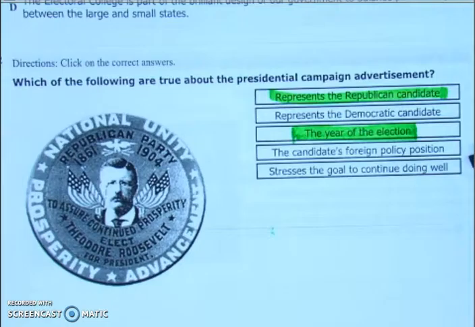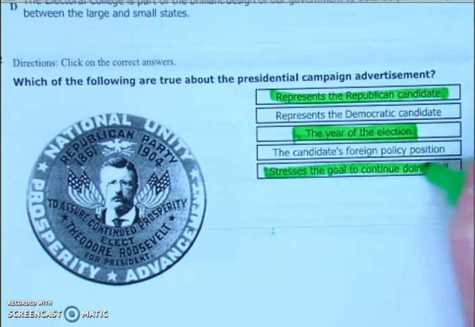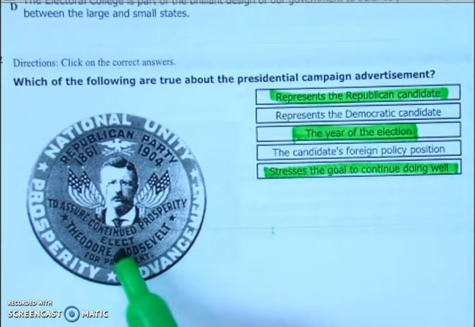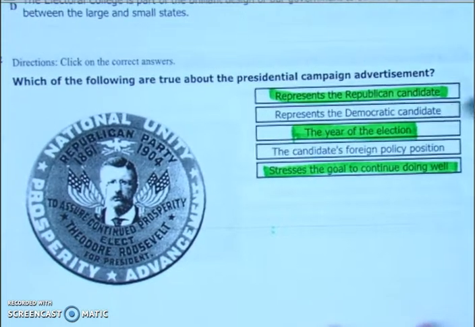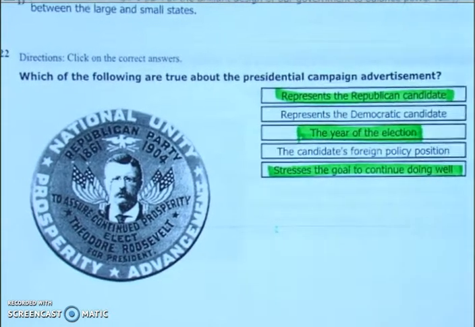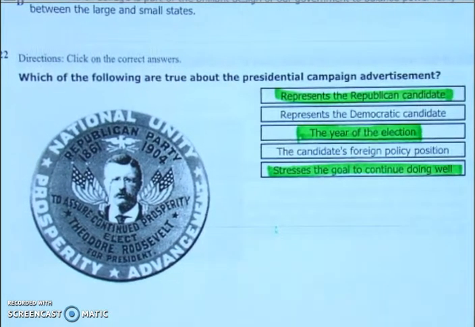The candidate's foreign policy position. Foreign policy has to do with their relationships with other countries. It doesn't say anything about that, but it does stress the goal of continuing to do well. It says to assure continued prosperity. So it's the first, third, and the last answer choices for this question. This one was pretty difficult.